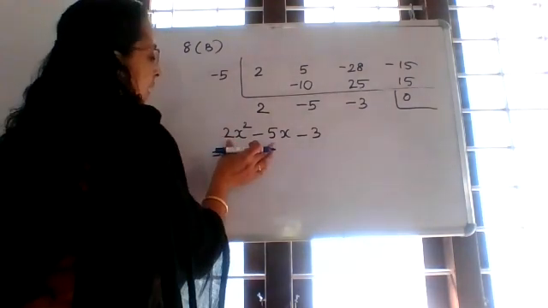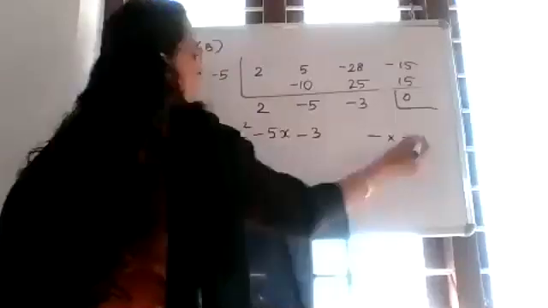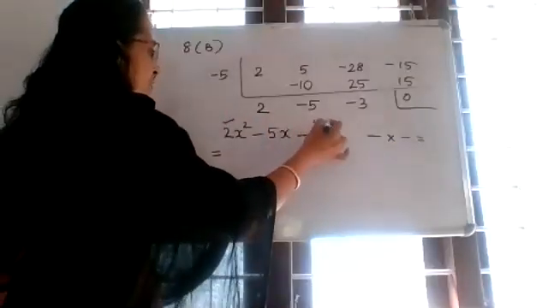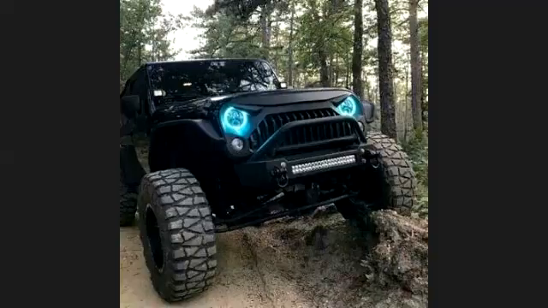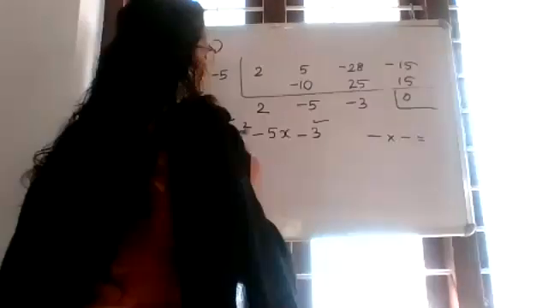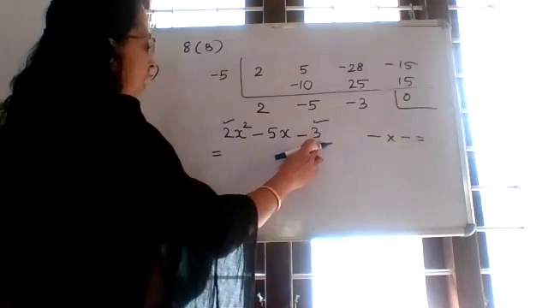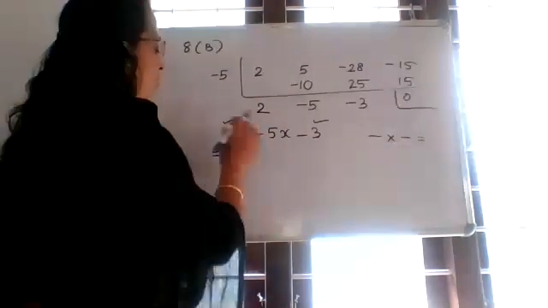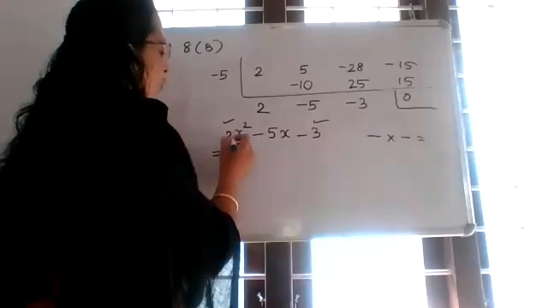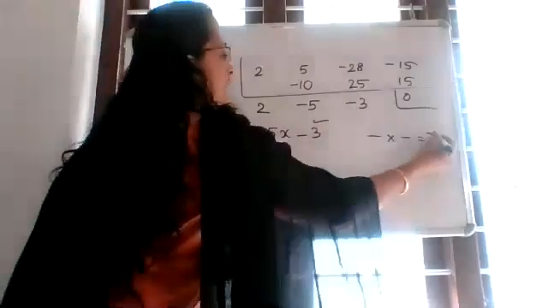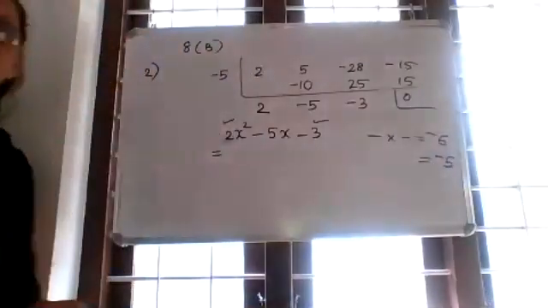Splitting the middle term means product of two numbers equal to the product of the coefficient of x square, which is 2, and the constant term, negative 3. So negative 3 into 2 is negative 6. Then adding or subtracting, we want to get it as negative 5.